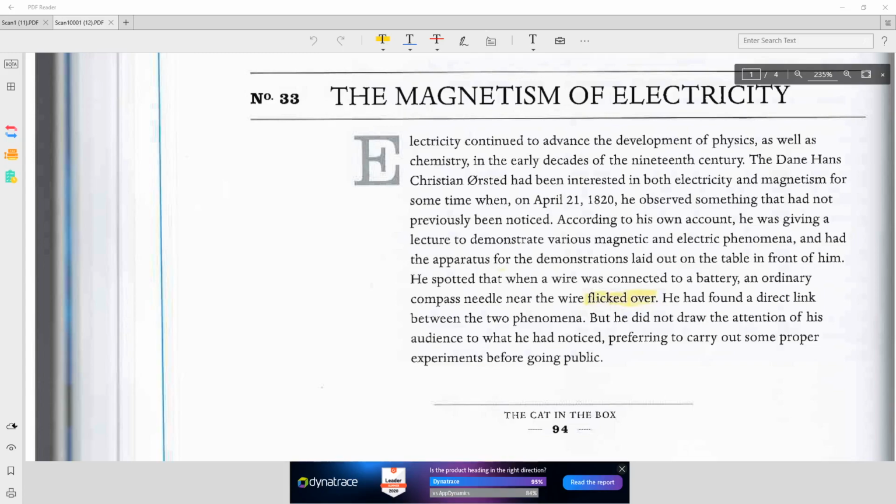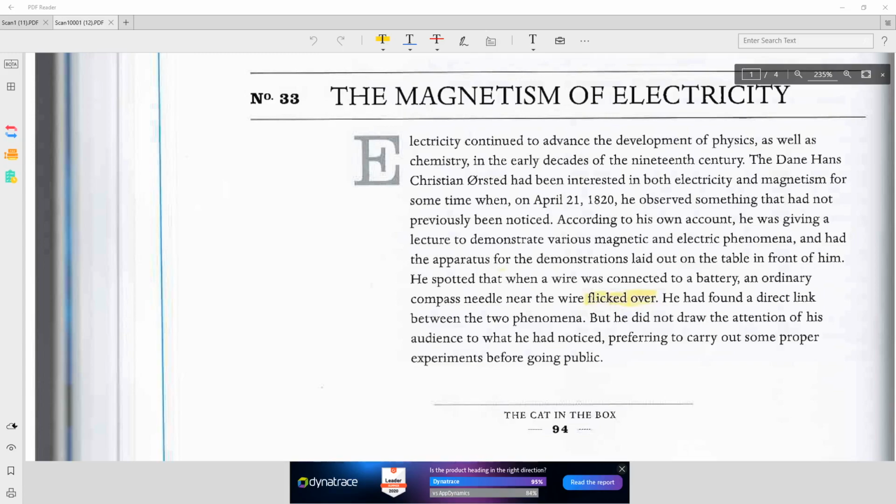The Dane Hans Christian Orsted had been interested in both electricity and magnetism for some time, when on April 21, 1820, he observed something that had not previously been noticed. According to his own account, he was giving a lecture to demonstrate various magnetic and electric phenomena and had the apparatus for the demonstrations laid out on the table in front of him. He spotted that when a wire was connected to a battery, an ordinary compass needle near the wire flicked over.